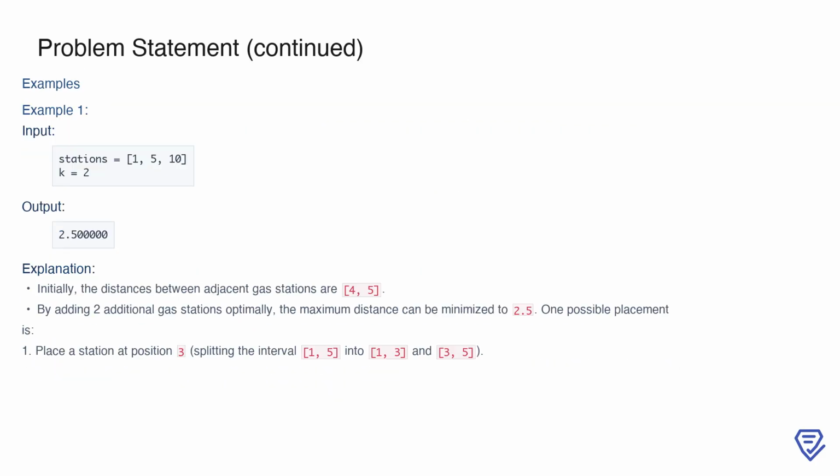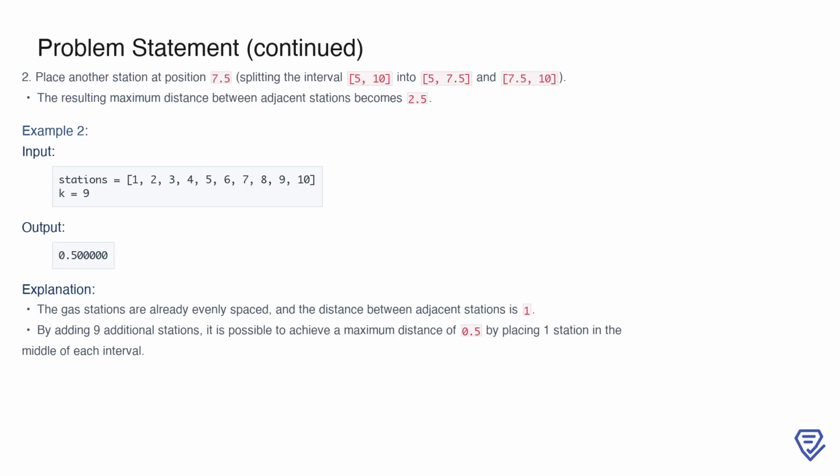Let's look at an example. Suppose the input stations is [1, 5, 10], and k is 2. Initially, the distances between adjacent gas stations are 4 between positions 1 and 5, and 5 between positions 5 and 10. To minimize the maximum distance, we can add 2 gas stations. One possible solution is to place a new station at position 3, which splits the interval [1, 5] into 2 smaller intervals, [1, 3] and [3, 5]. This reduces the maximum distance within this interval to 2. Adding another station will further minimize the maximum distance.